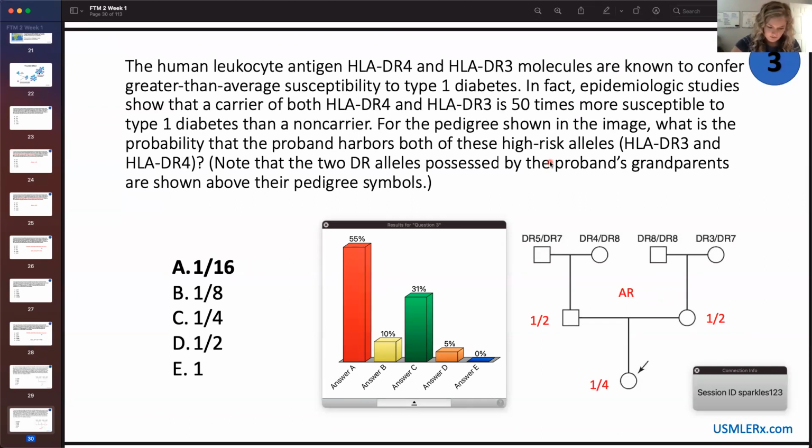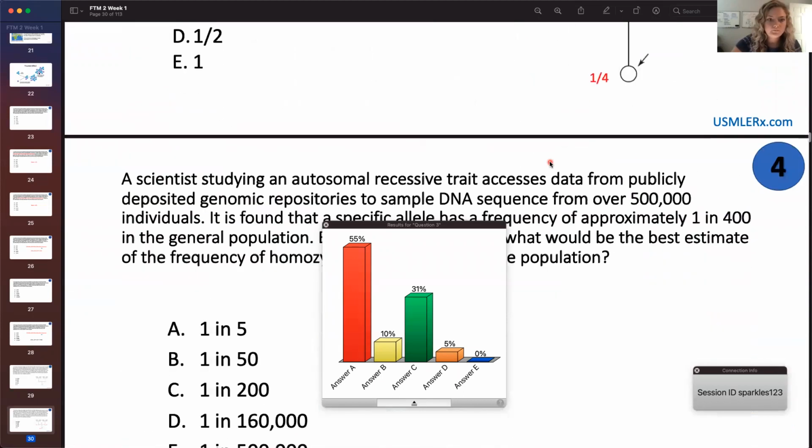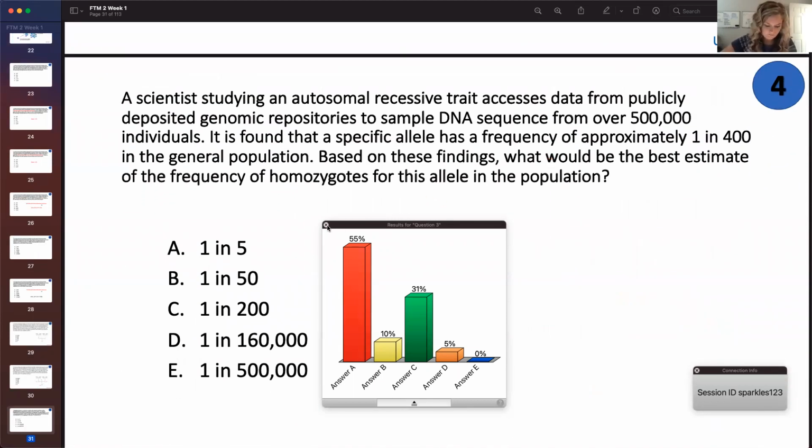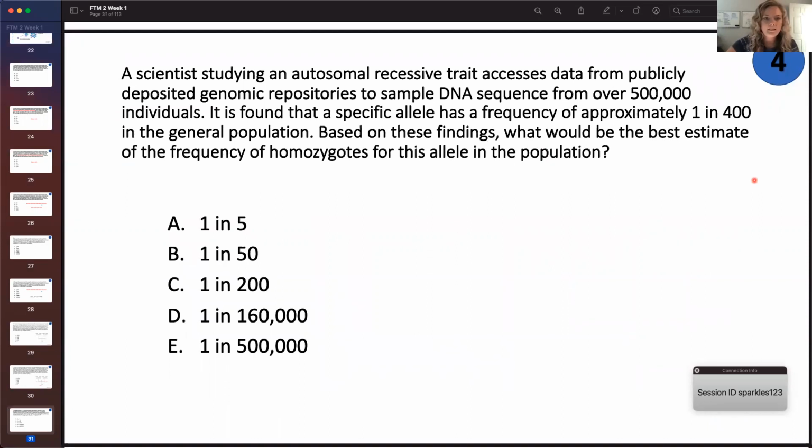I think there is one more question on these. Yep, okay, let's try this one. This is the last genetics question.